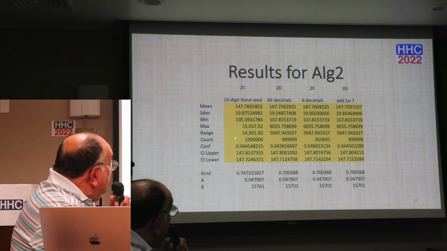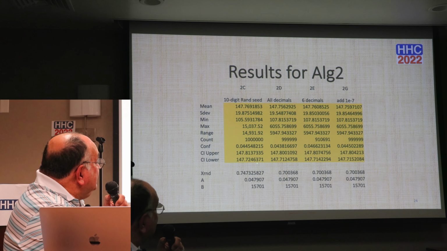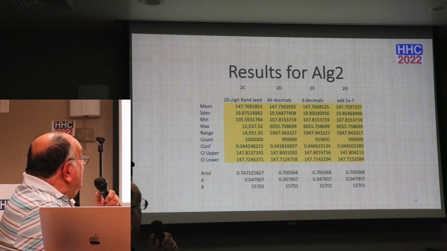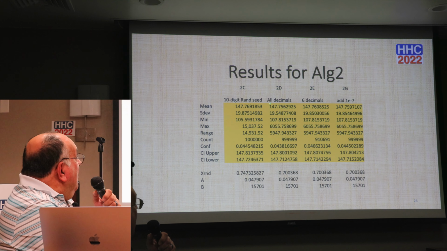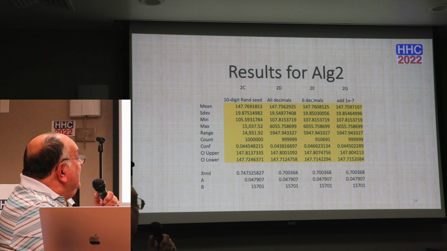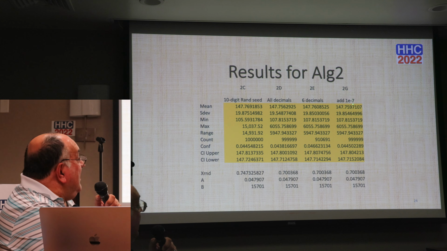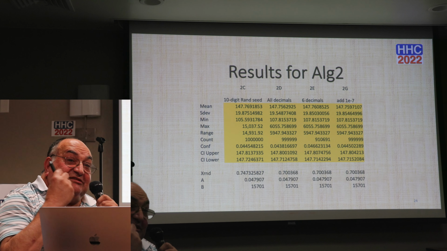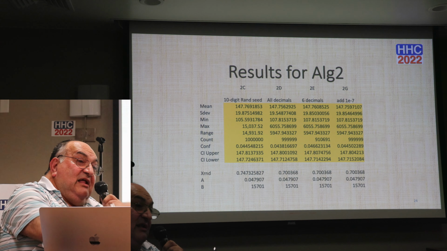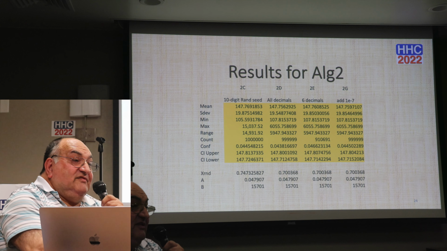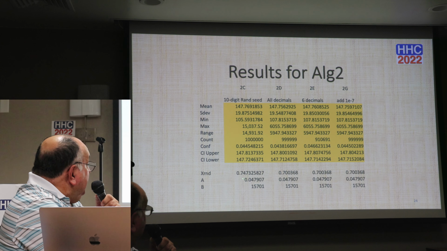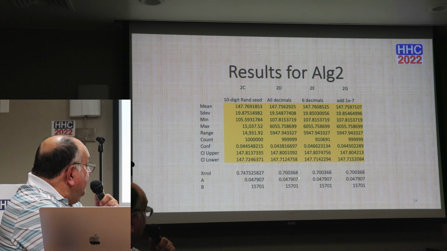Algorithm 2 is a stellar success. As you can see, whatever I do, whether I do 10 digits, all 6 decimals willy-nilly, or 6 significant decimals, or add e to the minus 7, they're all in the 147, which reflects the stability of this algorithm. And this algorithm is one that I recommend. And these are the values of A and B. You don't have to worry about using these. You can just use these values of A and B. They're the same.